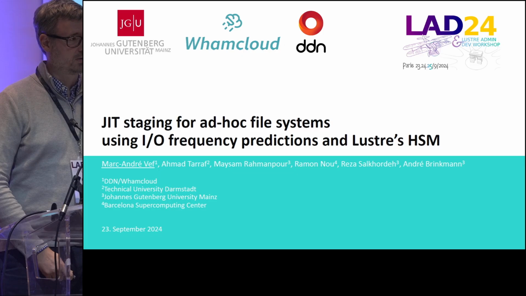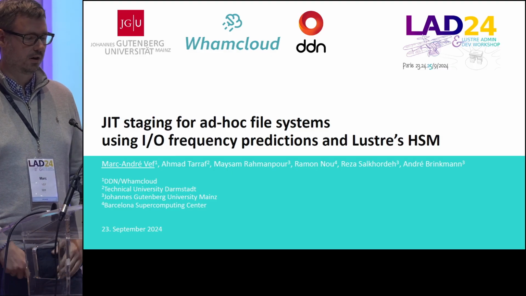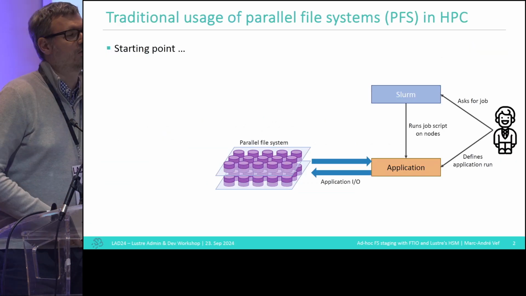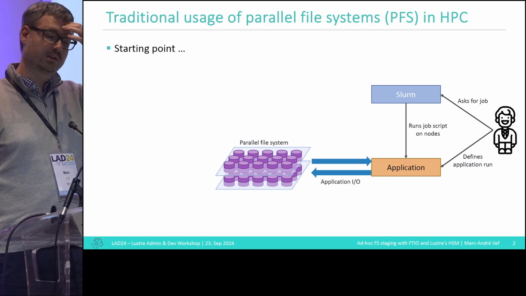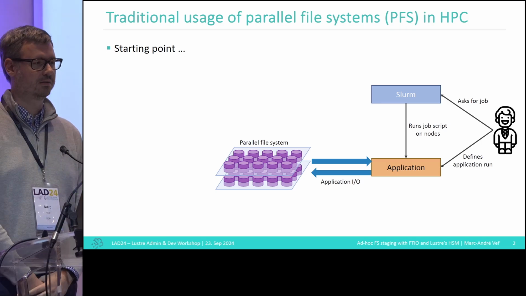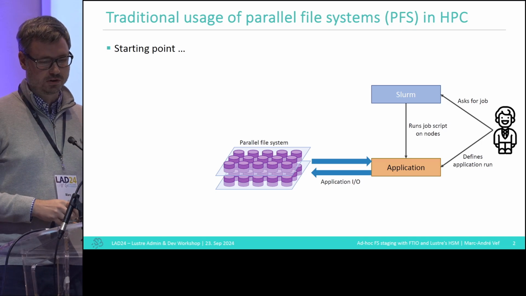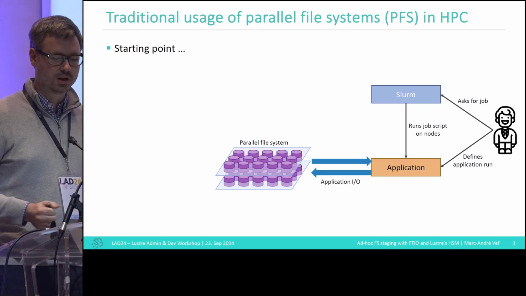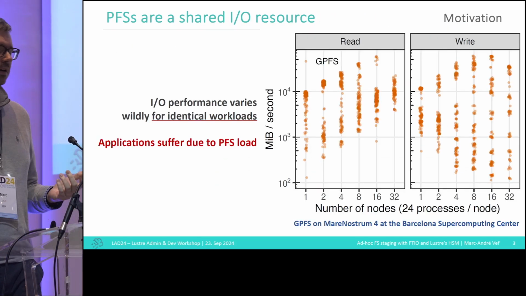So first we're going to start with some quick catch-up about ad hoc storage systems, and then we're going to start with these two topics. So let's start. In the traditional sense, we have the parallel file system that the user is interacting with through Slurm. They're defining the application scripts, and then the application runs on the parallel file system. This is the traditional way they use it, and the way we looked at it is, well, the parallel file system and Lustre is a shared resource.